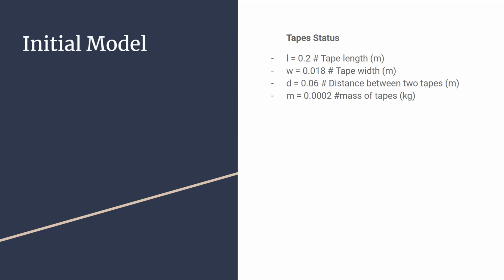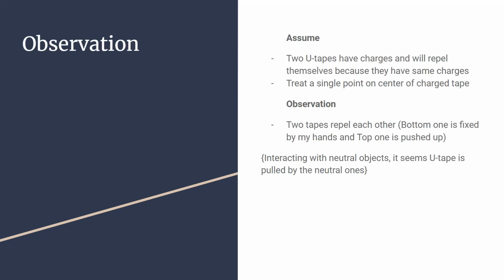And this is my initial tape status: length and width, distance between tapes, and the mass of the tapes. And before doing the experiment, I assumed two things. First, the two tapes have charges and will repel each other because they have the same charges, plus plus or minus minus. And second, I treat a single point at the center of a charged tape. Then I could observe the two tapes repel each other. Specifically, the bottom one is fixed by my hand and the top one is pushed up, as I assumed.